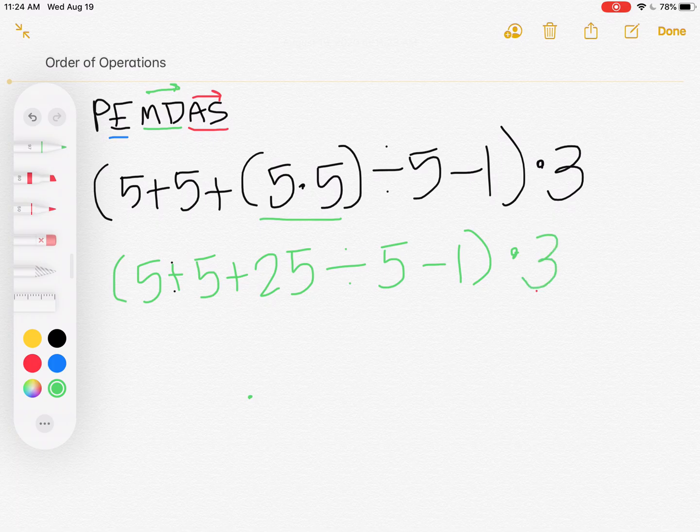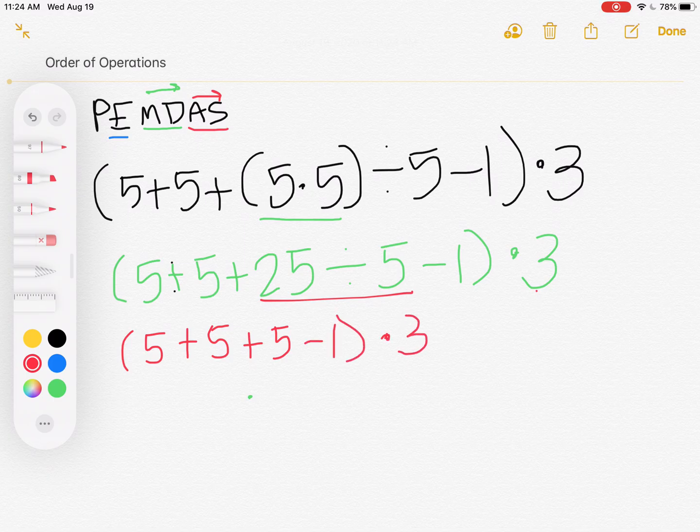Next up, inside my parentheses, I'm going to follow the order of operations. I don't have any exponents inside my parentheses, but I do have multiplication and division right here. So everything else will stay the same. 25 divided by 5 is 5. And then from here, I'm going to combine all of this together because it's all addition and subtraction.